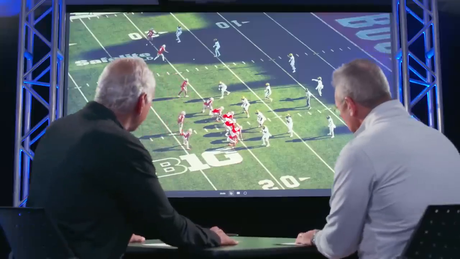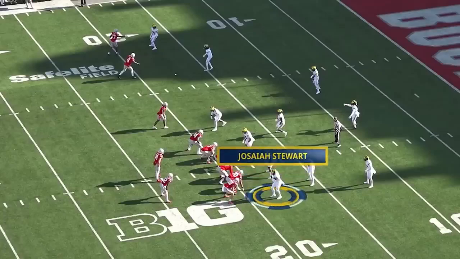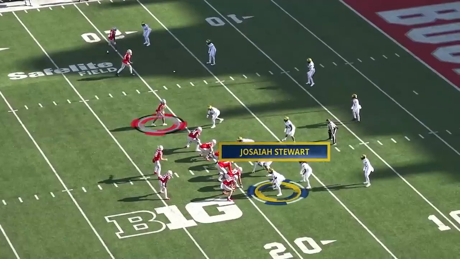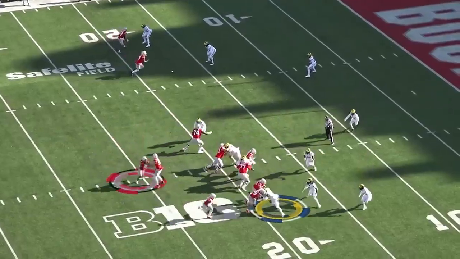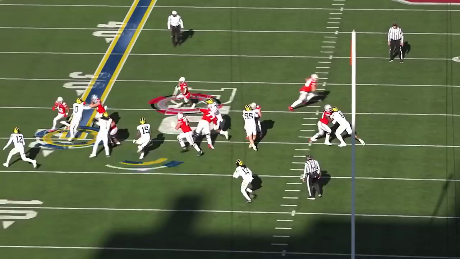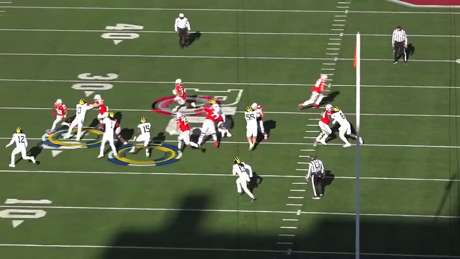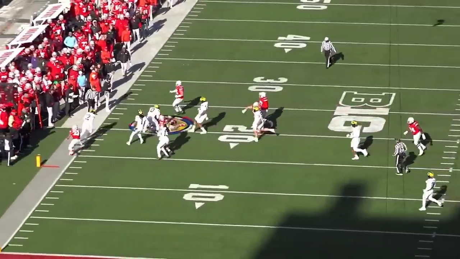All right, Coach, we've seen the concept of the edge and penetration on the board. Now let's watch it on the tape. Watch Josiah Stewart down here, number 0 for the Wolverines. What's his job? To set the edge, or edge the defense. And that's exactly what he's doing. There is a firm edge. Then number 15, Ernest Hausman comes in and makes the tackle. Why did he make the tackle? Because there's an edge to the defense.